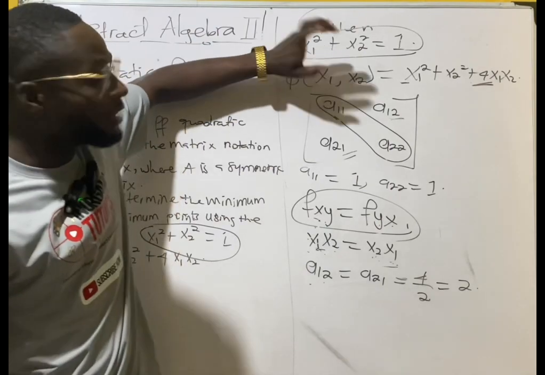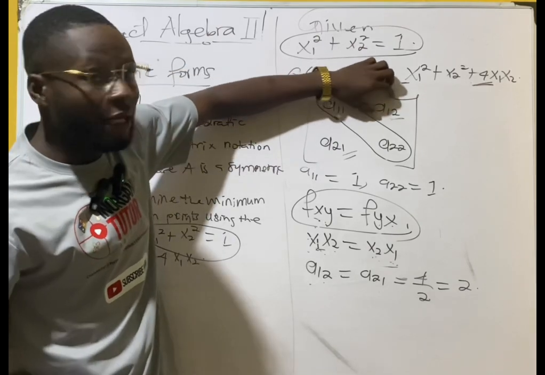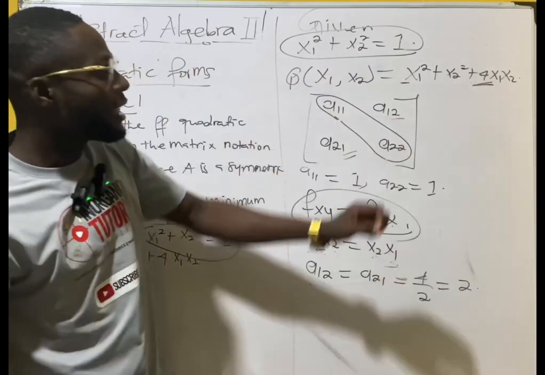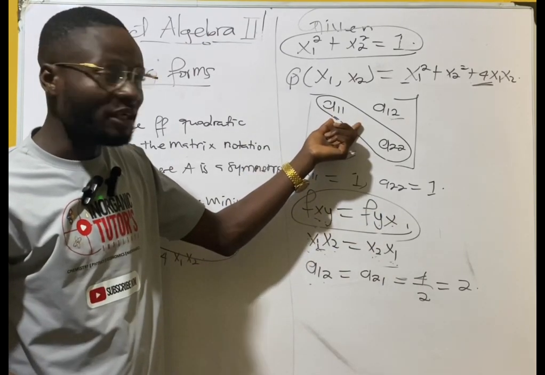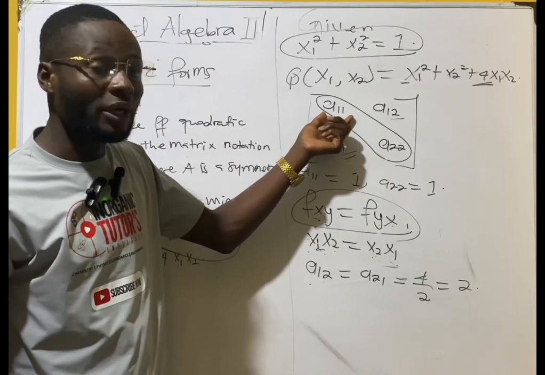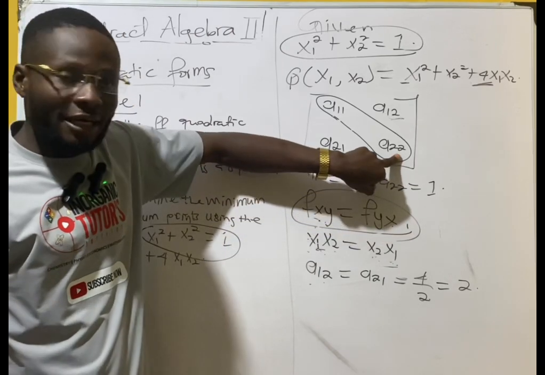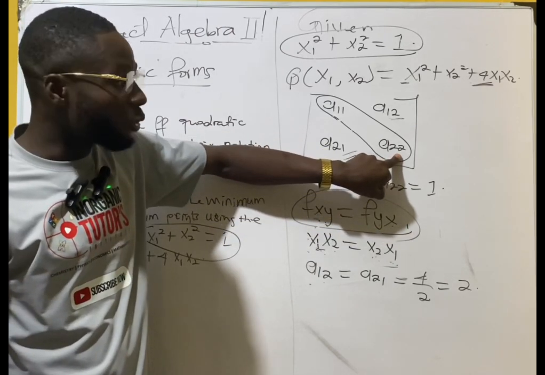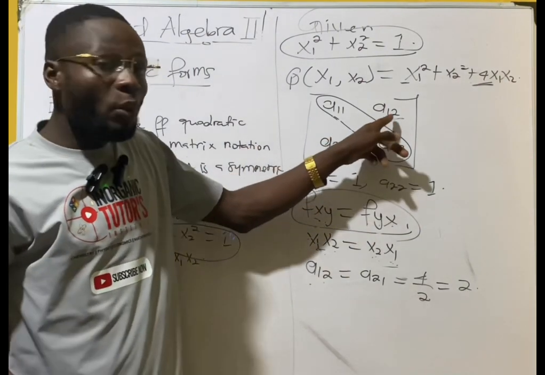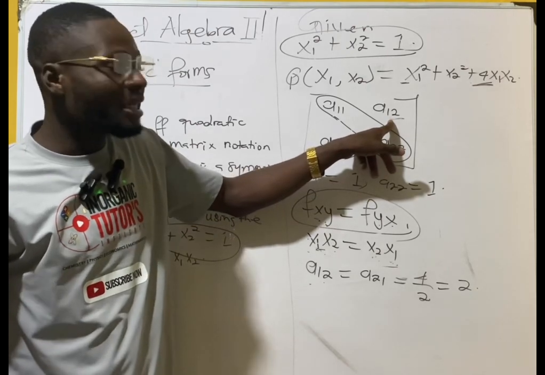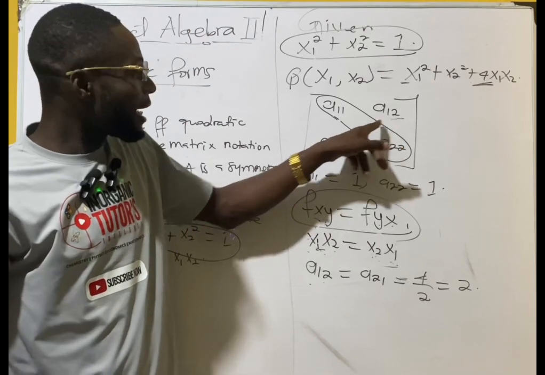Because if you know that in the 2 by 2 matrix, you have A11, A12, A21, and A22, then don't forget, the first element on the first row represents your what? x1 squared. The second element on the second row represents your what? x2 squared. And then your A12 represents your what? x1x2, which is the same as what? x2x1.